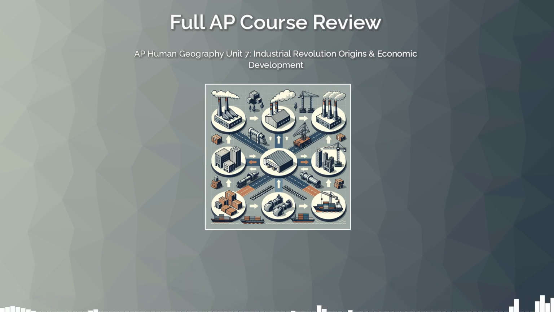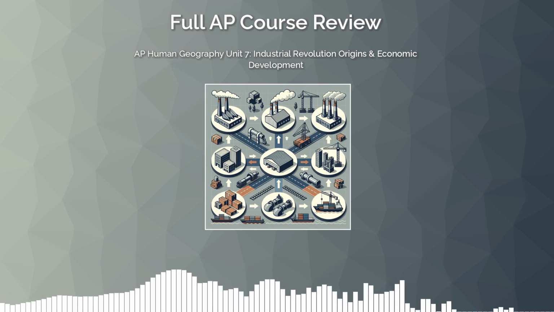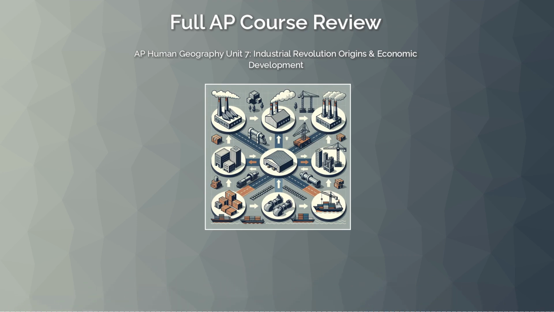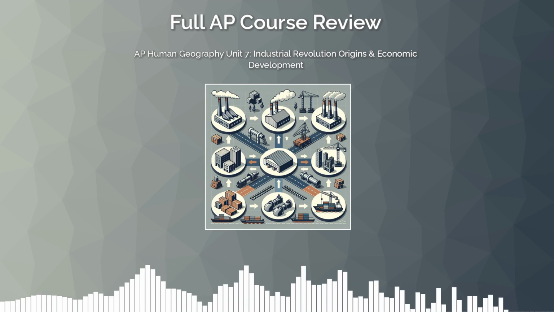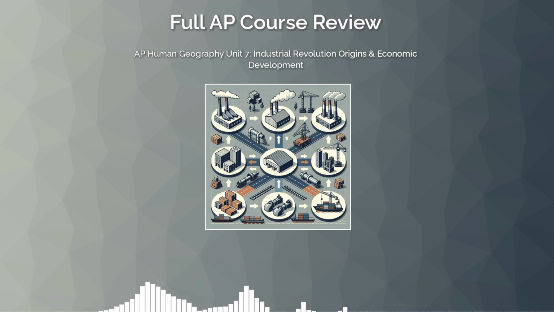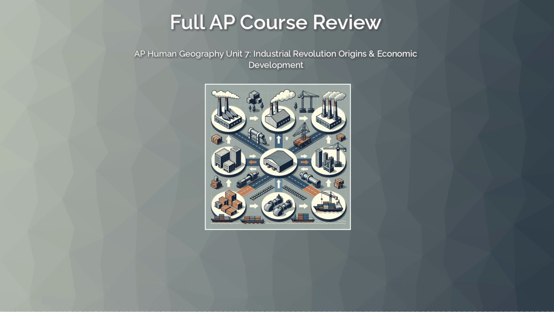Secondary sector, transformation and manufacturing. The secondary sector takes raw materials and transforms them into finished or semi-finished goods. Manufacturing, construction, and processing all live here. A steel mill turning iron ore into steel beams, that's secondary. A factory in Guangzhou assembling smartphones, secondary. A textile mill in Bangladesh turning raw cotton into clothing, also secondary.